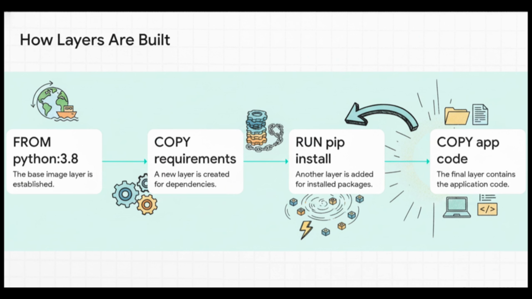Now, here's the really crucial part. If you change your app code, only that last layer gets rebuilt. Easy. But if you change the requirements.txt file, everything after it has to be rebuilt from scratch, the pip install layer and the final copy layer. This chain reaction is everything.